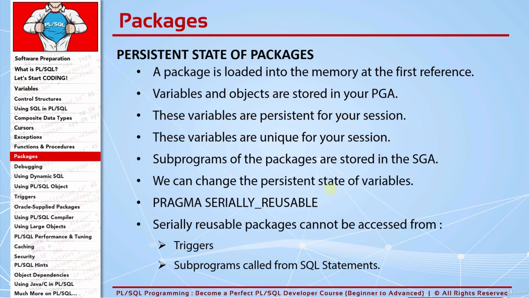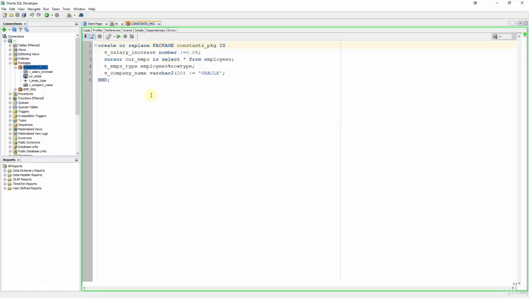Perfect. Now it's time to make some examples. So let's open up the SQL Developer then. Now, we know that we have a bodiless package, constants package. We have variables, cursors, etc. in that package. We have created this package for using some constants. But do not be confused about that, because these variables are not constants actually. I will show you how to make them constant.